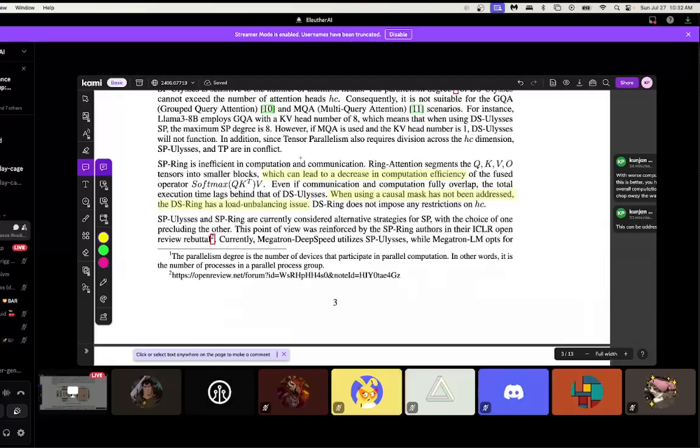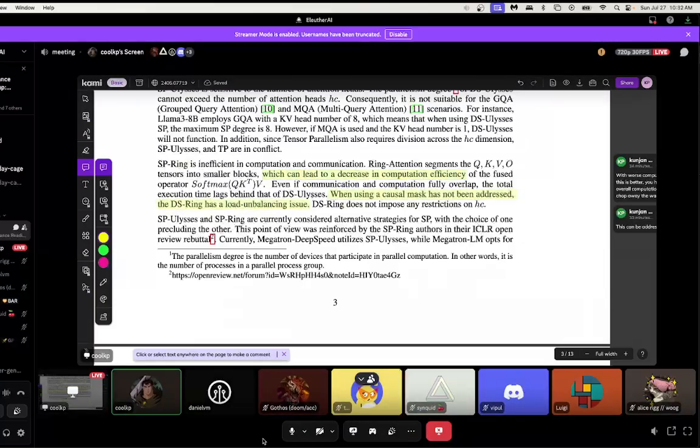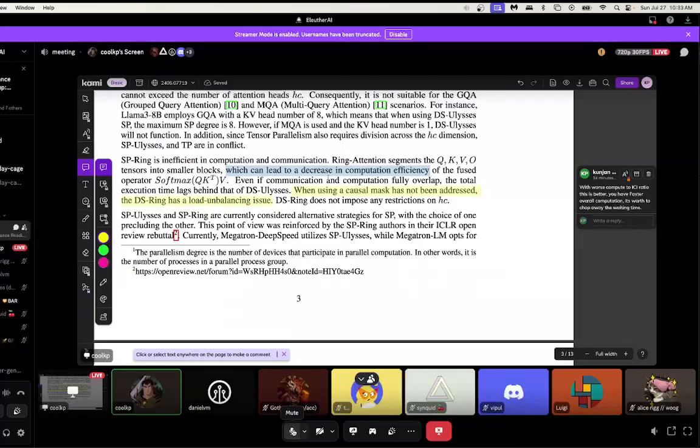So, SP Ring is inefficient in computation and communication. Ring attention segments the QKVO tensors into smaller blocks, which can lead to a decrease in computation efficiency of the fused operator, QK transpose, softmax, QK transpose multiplied by V. Even if the communication and computation fully overlap, the total execution time lags behind that of DeepSpeed Ulysses. When using a causal mask, well, let's discuss that secondly. But this is what can lead to a decrease in computation efficiency.